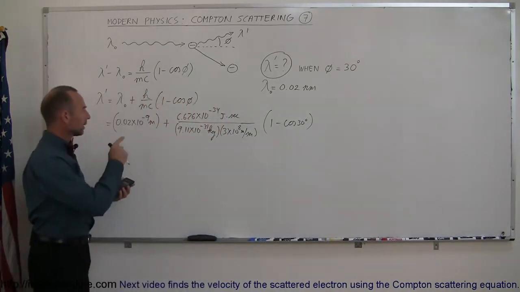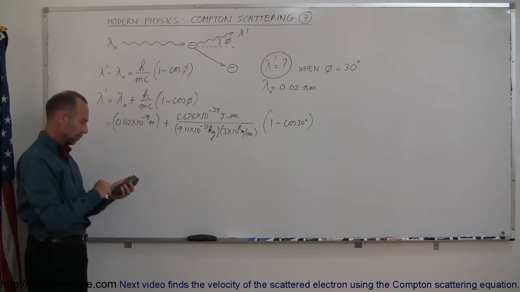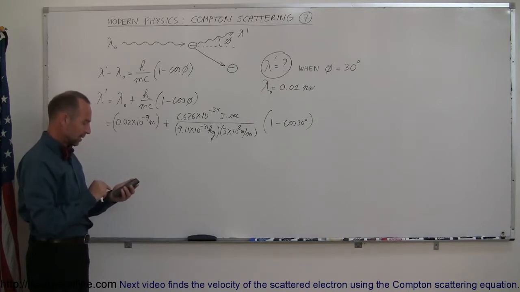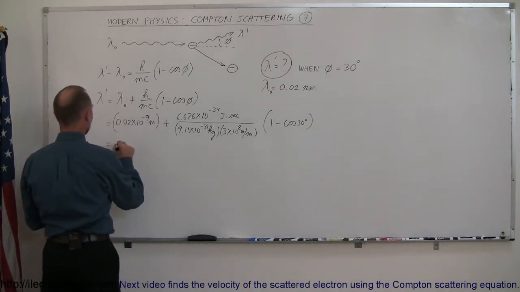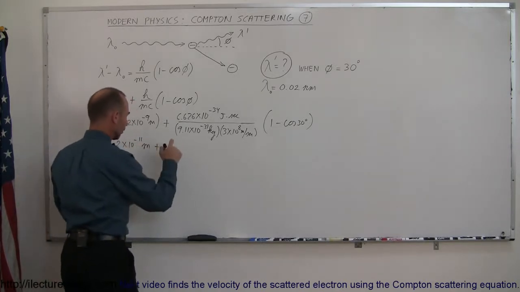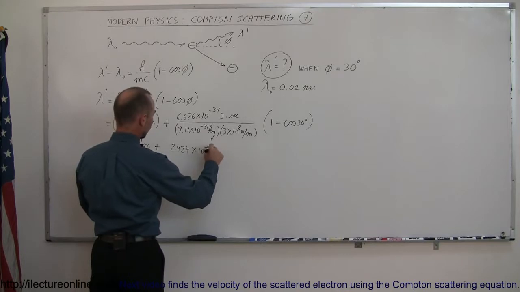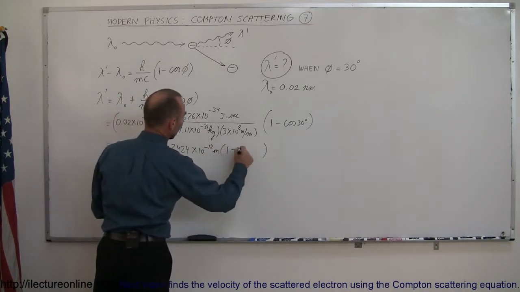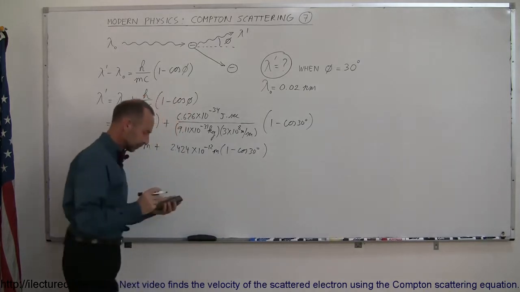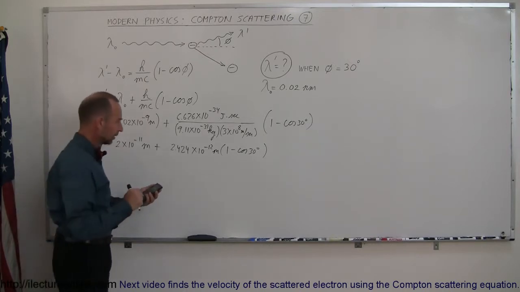All right. So we have 6.626 e to the minus 34, divided by 9.11 e to the minus 31, divided by 3 e to the 8. Okay, let's write that down so far. This is equal to 2 times 10 to the minus 11 meters, plus this quantity right here, which is 2.424 times 10 to the minus 12 meters, multiplied times 1 minus the cosine of 30 degrees. So we multiply times 1 minus the cosine of 30, close parentheses, equals.